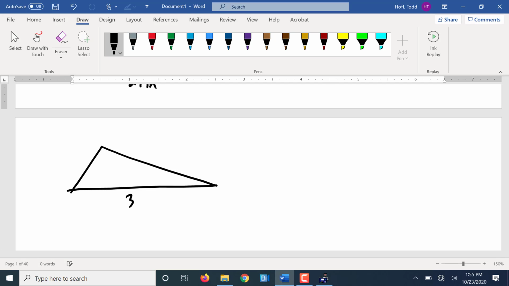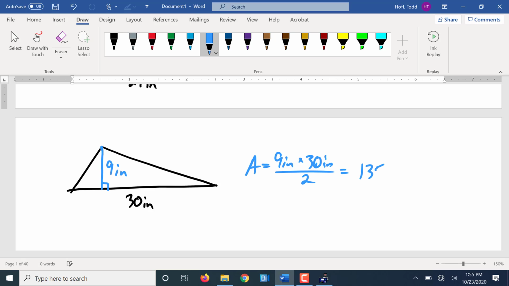Let's say I tell you that this is 30 inches across here. What dimension do I need to go with that? The vertical, the altitude is called, right? From that opposite vertex down to that 30 inches. So if I tell you that that is 9 inches, how do I go about finding the area then? 9 times 30 divided by 2, perfect. Which gives us 135, good. Of course, that is inches squared.